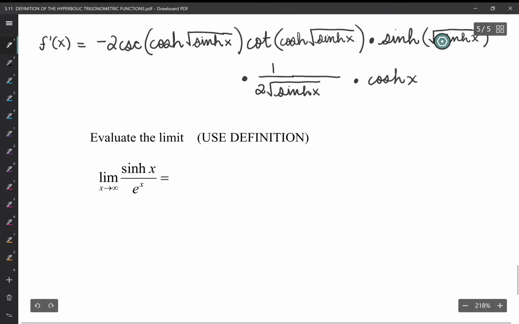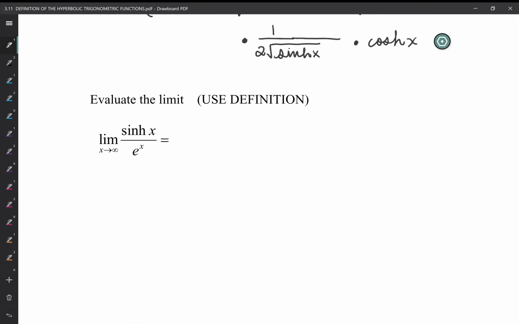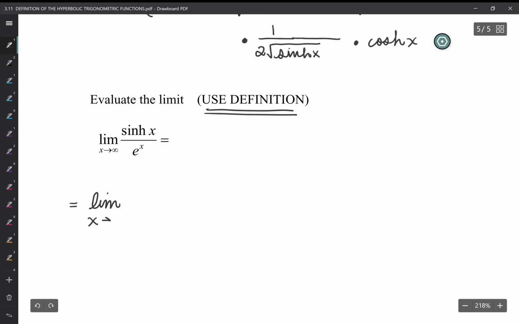Then finally, we're back to the definition of the hyperbolic functions, which we'll use in order to evaluate limits. So we have the limit as x approaches infinity of the hyperbolic sine of x over e to the x. This is equal to the limit as x approaches infinity of, let's replace that hyperbolic sine of x with its definition. So that'll be 1/2 e to the x minus 1/2 e to the negative x over e to the x.